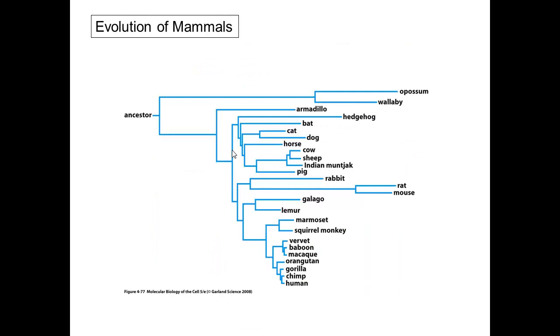Now here we see the evolution of mammals. The last common ancestor of all mammals is several hundred million years ago. The last common ancestor between mice and humans occurred, it's estimated, around 100 million years ago. Primates diverged from other mammals about 65 million years ago, at the time dinosaurs became extinct due to the impact of the meteorite off the Yucatan Peninsula in Mexico.